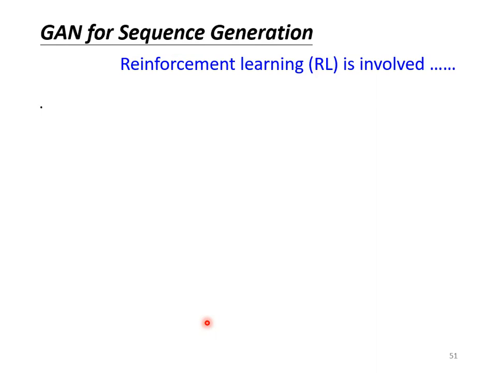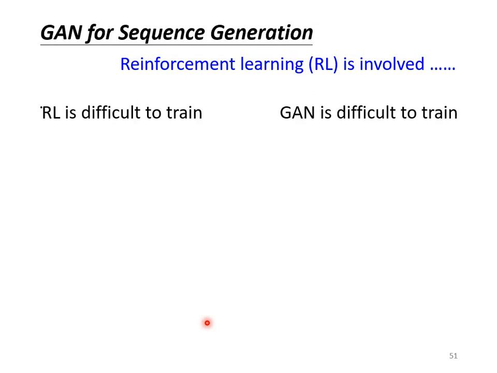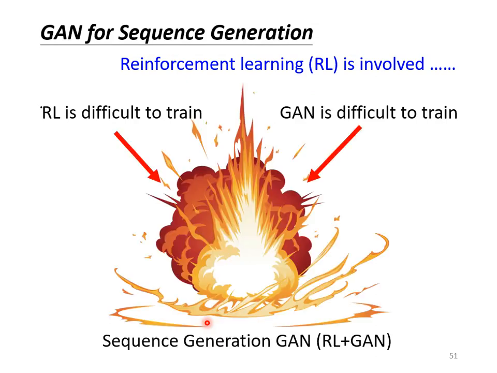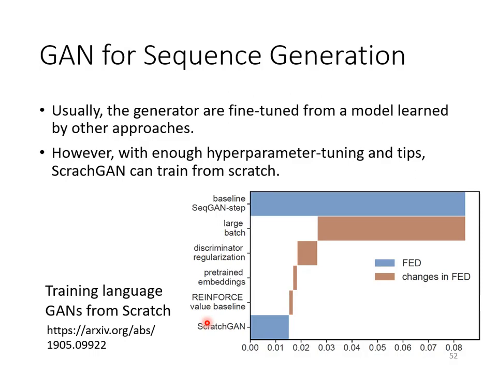But what problems will happen with this? Reinforcement learning is famous for its difficulty during training. GAN is also famous for its training difficulty. When we combine GAN and reinforcement learning, boom, it doubles the difficulty of training. It will become very hard to train such a model. So using GAN to generate a paragraph of text used to be considered a big problem. For a long time, no one could use GAN to train a generator successfully.